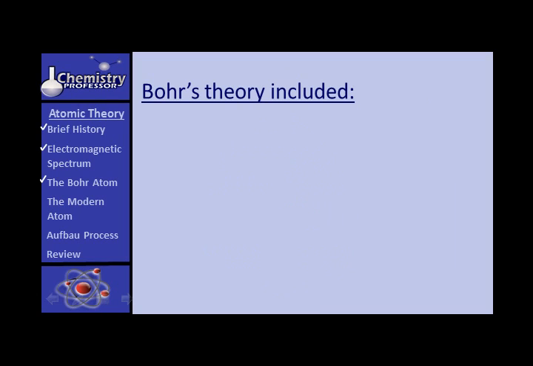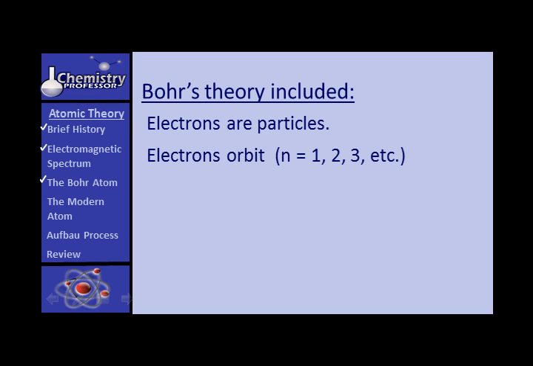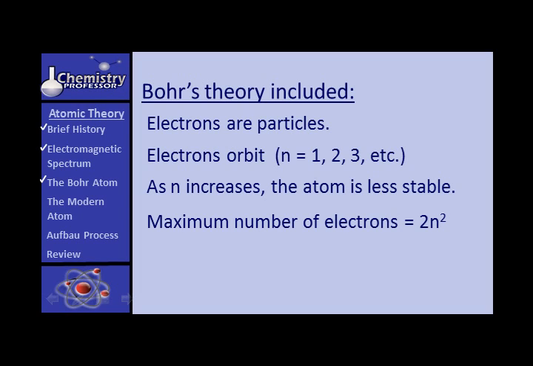There are some points in Bohr's theory that we must mention. He concluded that electrons were particles. He further thought that electrons orbited the nucleus in one of a number of orbits, and that's where that n is 1, n is 2, and so forth comes from. And as the value of n increased, the atom was less stable. In other words, the electron had more energy. He added something else in there that's very important, and that is the maximum number of electrons in any particular orbit could be determined by using the formula 2n squared. That is the maximum number of electrons.